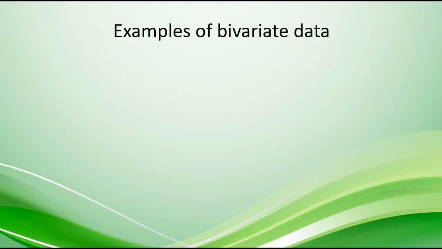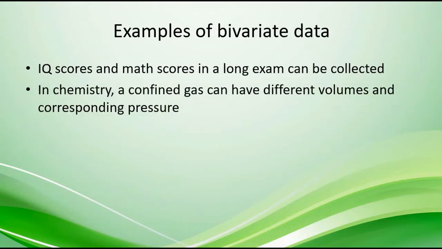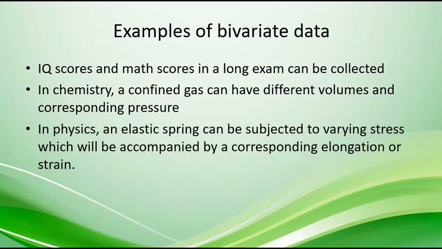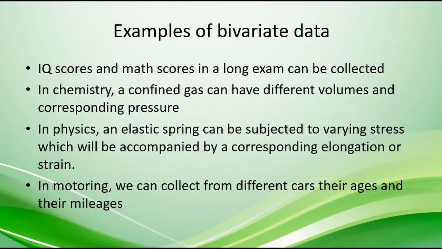Examples of bivariate data: IQ scores and math scores in a long exam can be collected. In chemistry, a confined gas can have different volumes and corresponding pressure. In physics, an elastic spring can be subjected to stress, which will be accompanied by a corresponding elongation or strain. In motoring, we can collect from different cars their ages and their mileages.